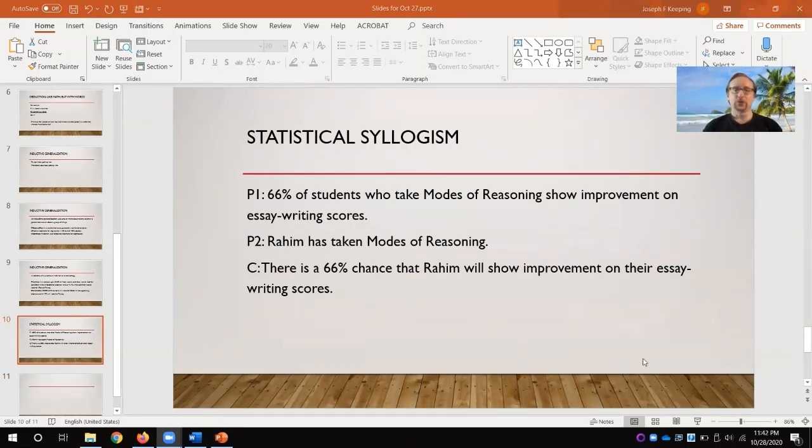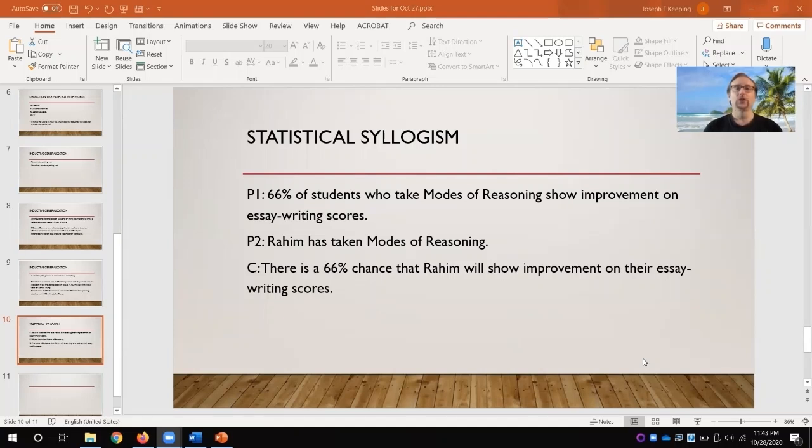I'm going to talk about the statistical syllogism. Whereas an inductive generalization moves from the specific to the general, it is also possible for inductive reasoning to move in the opposite direction. The opposite direction is when we believe something to be true of a group, and then we apply that to an individual. The fancy name for this is a statistical syllogism, and there's an example of it here on the screen.